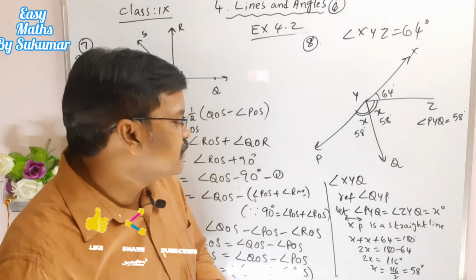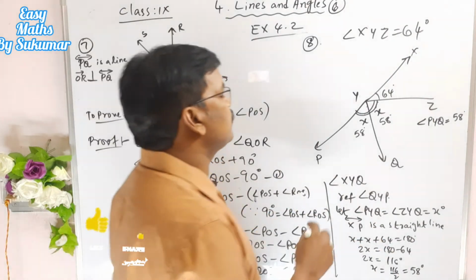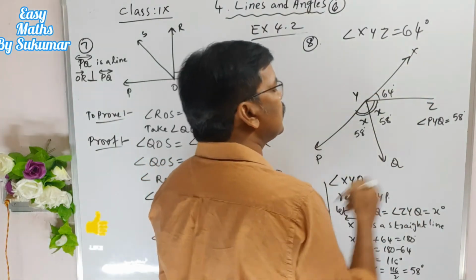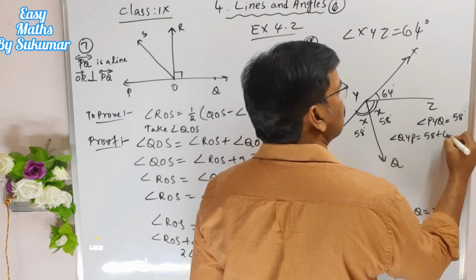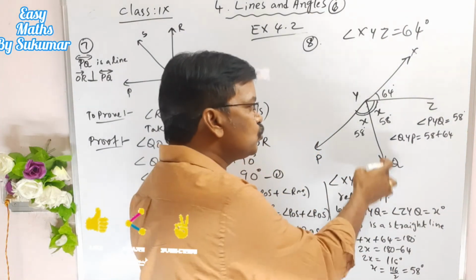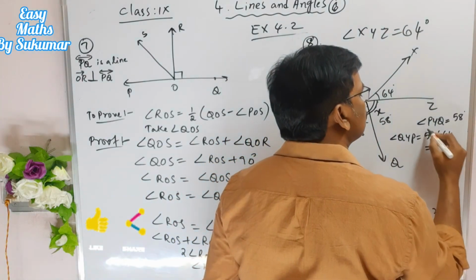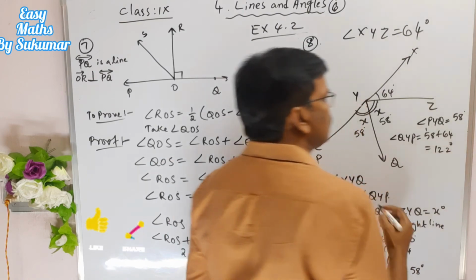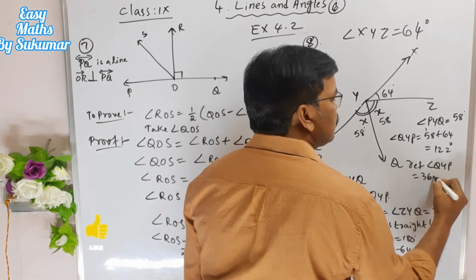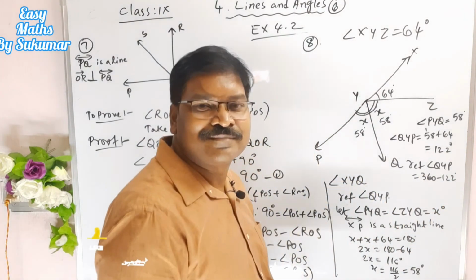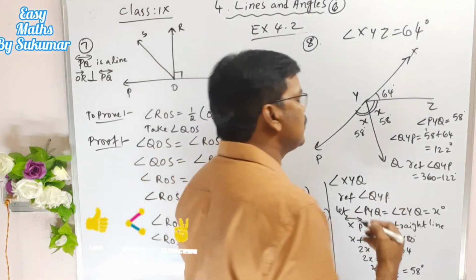What next, my dear students? Here angle PYQ is over. Now next one is reflex of angle QYP. First we will find what is angle QYP. That is 58 plus 64. Angle QYP means this is 58 plus 64. So this is 122 degrees. Now reflex of angle QYP means 360 minus 122. As I told you, 360 minus the remaining angle. 360 minus 122. That is the remaining angle.